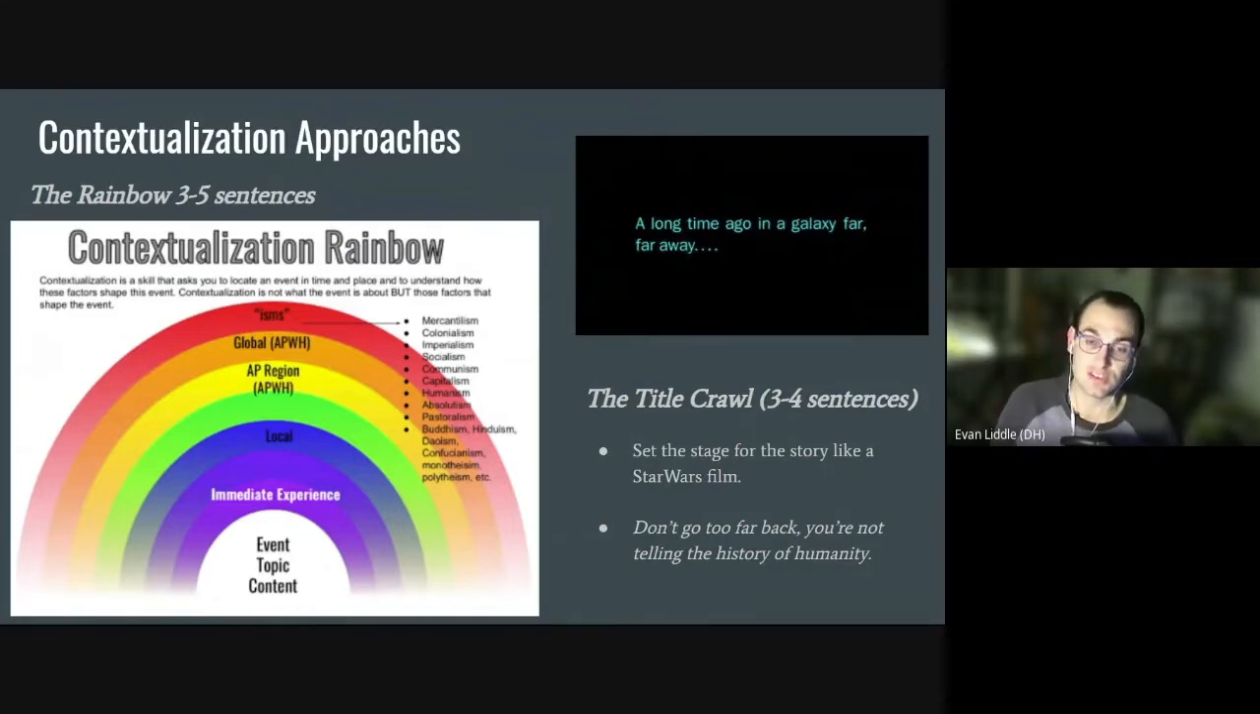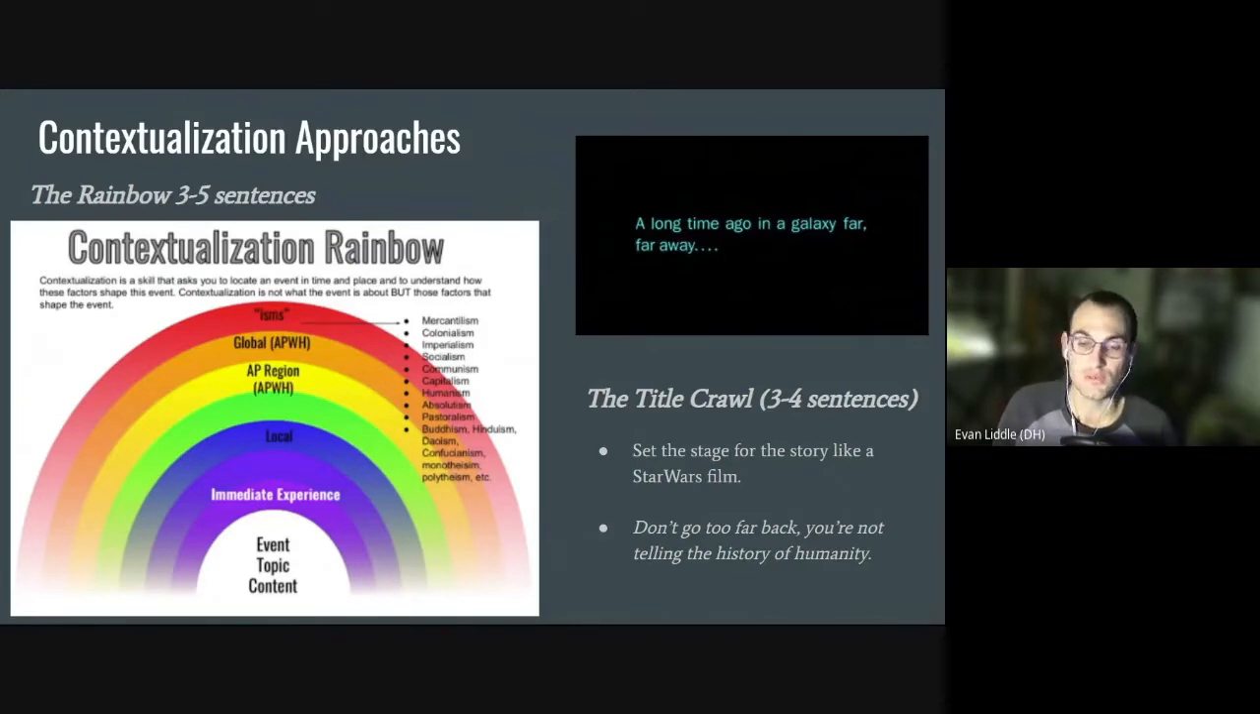But here's the thing about the title crawl, and this is a good lesson for contextualization too: the title crawl for Episode 4, A New Hope, doesn't talk about Knights of the Old Republic. I know only some Star Wars fans are going to get that reference, but think of it this way. The title crawl for The Mandalorian wouldn't talk about the Phantom Menace. You're not telling the entire story of humanity, you're just talking about your immediate prompt.